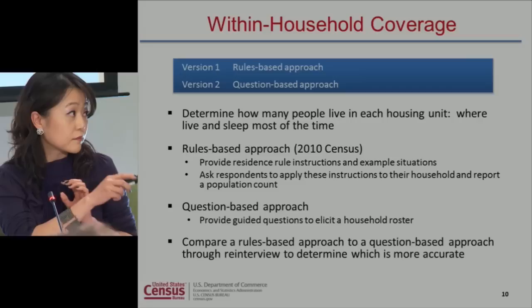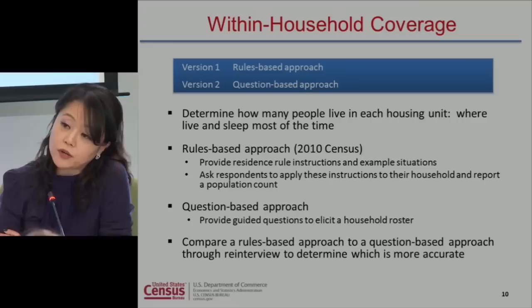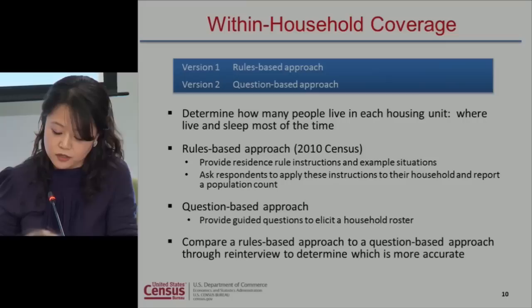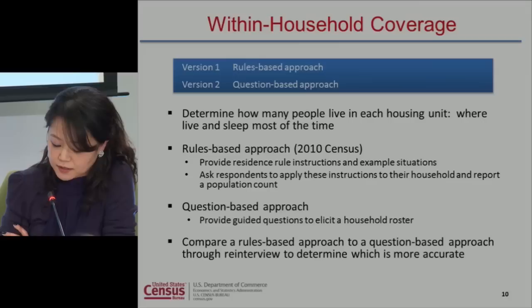Through the within household coverage question, we'll determine how many people live in each housing unit, in other words, where they live and sleep most of the time. We're going to test two designs to compare the different approaches for helping respondents provide a more accurate roster. The first version that you see there is the rule-based approach. This provides the respondents with the residence rule instructions and examples and asks them to apply these instructions and report a population count for the household.